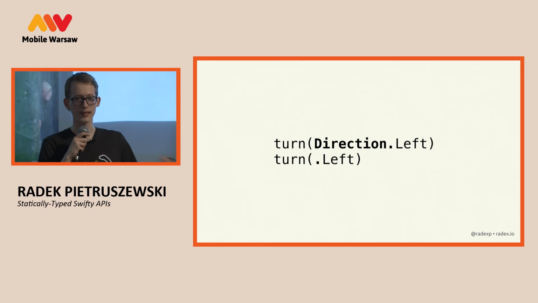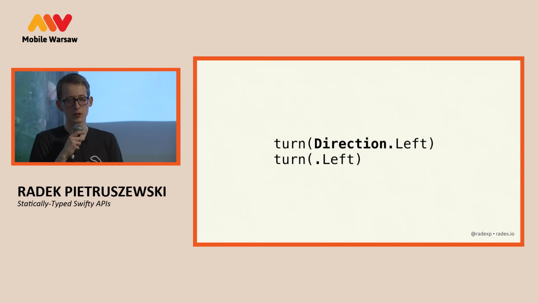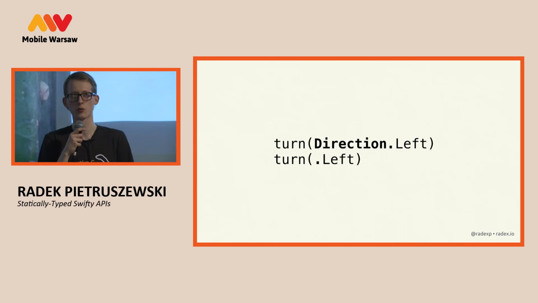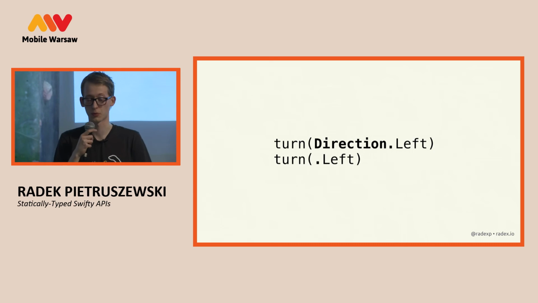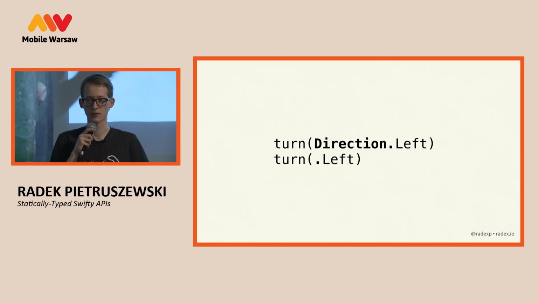Have a function that takes a direction. So you can pass as an argument direction.left, referencing one of the cases of the enum. But you can just say .left in Swift, just as if you were in Ruby, you would pass colon left, or the string left in JavaScript you would probably do. But this is still statically typed. The compiler will still check that you're passing one of the possible values.